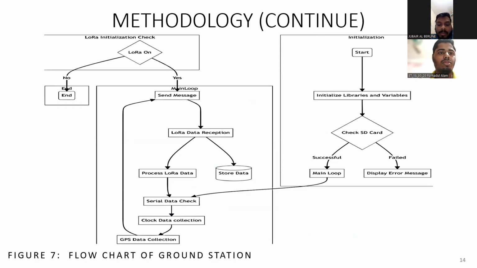The ground station flowchart starts with the initialization, checks the SD card status, and enters a main loop. In this loop, it checks for serial data, collects clock and GPS data, sends a message, and waits for LoRa data. It can store or process LoRa data and check the LoRa status for message transmission or termination.